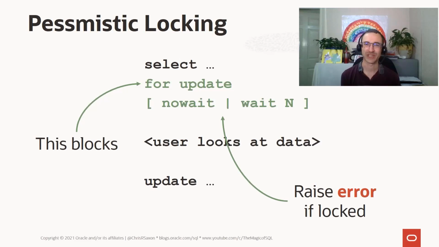With WAIT n, we can have a short wait, maybe a second or two, rather than just instantly bombing out if the row happens to be locked for some other reason at that particular time. And this is important because potentially someone could have that row locked indefinitely, right?